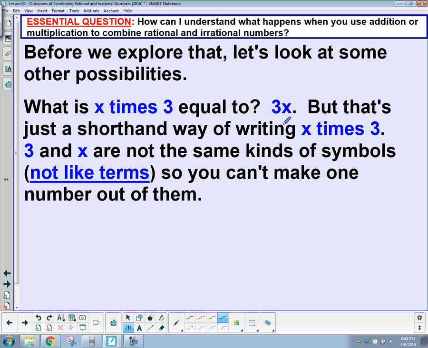What happens when x is times 3? What do they equal? Well, 3x. But that's just a shorthand way of writing x times 3. 3 and x are not the same kinds of symbols, not like terms. So you can't make one number out of them.